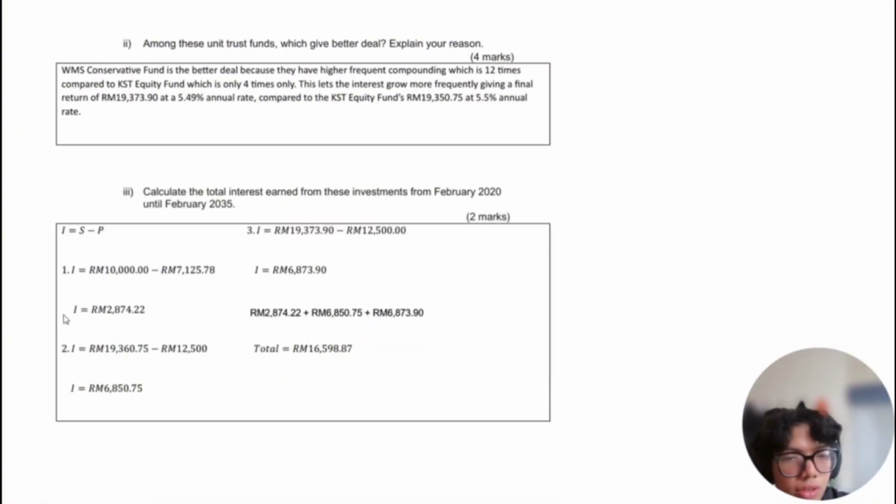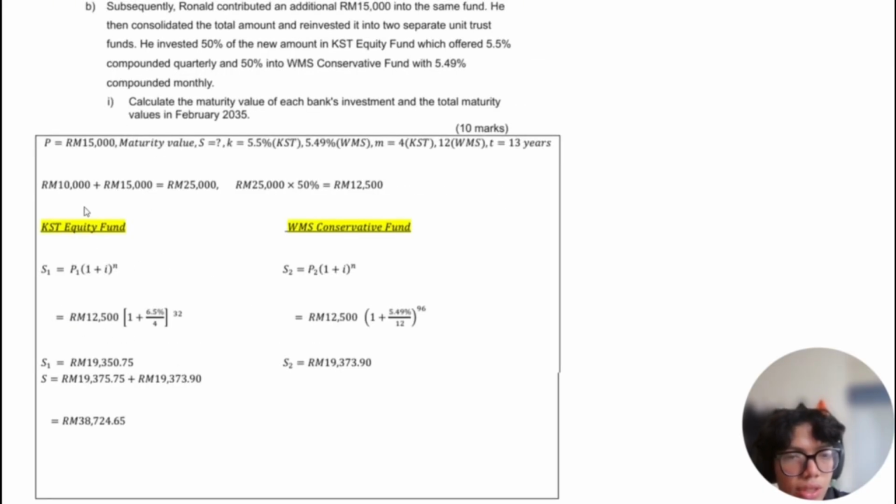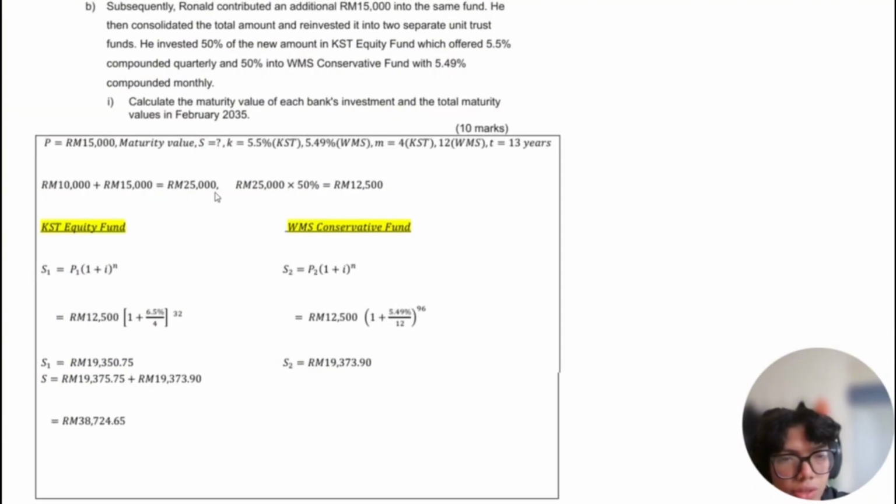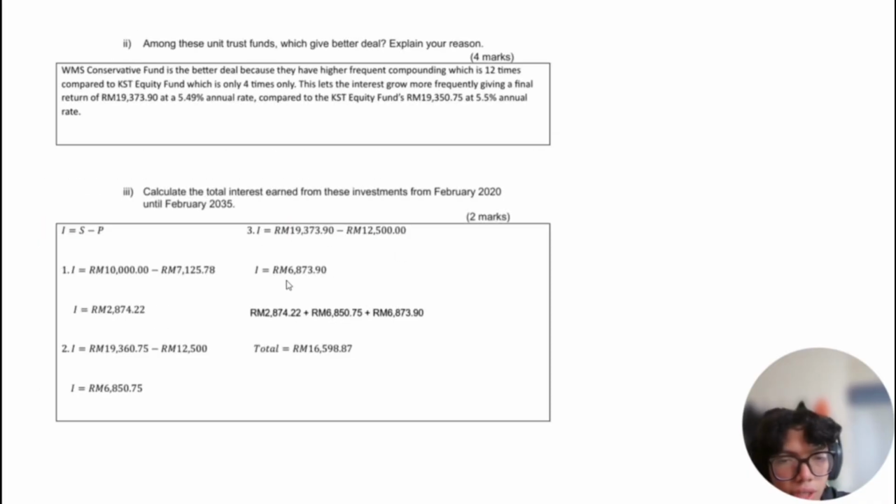And minus it and got the total of RM 2,874.20. Second, you can find S and the P from question B number 1, S1 and P1. Minus it and got the total of RM 6,850.75. Third, you can find S and the P from question B also. Here, S2 and P2. Minus it and we got RM 6,873.90.